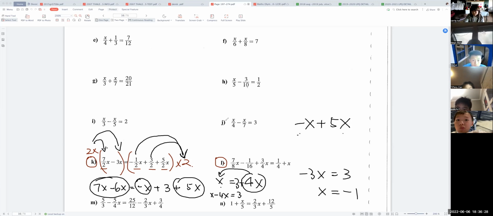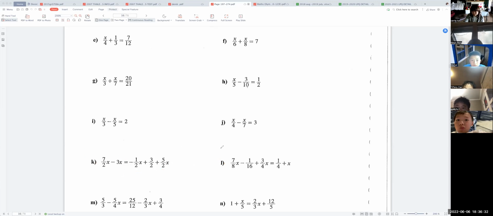I know it looks very scary, right, everybody? But don't worry about it. Okay, we just do one by one. So everybody, 8, 16, 4, and 4. Which number we're going to times? 4.